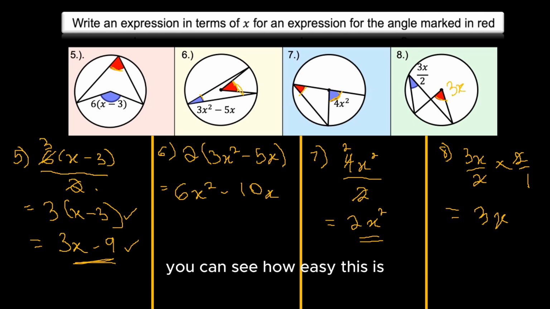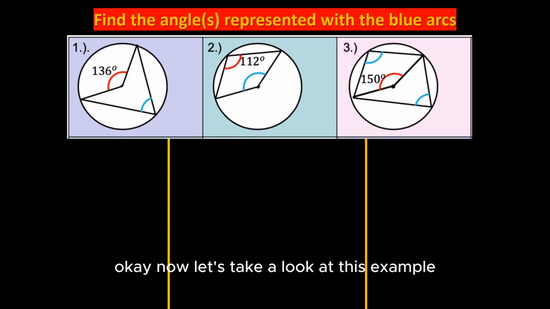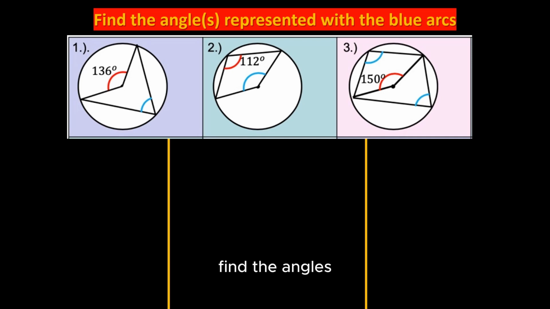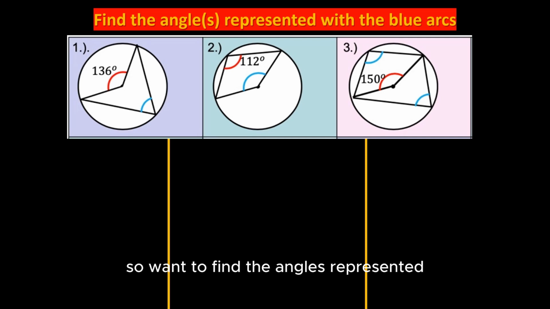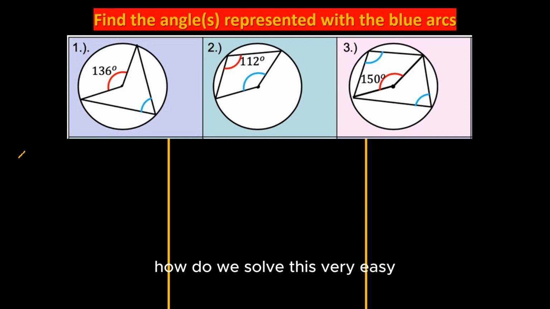You can see how easy this is. So we're going to be checking out more examples. Okay, now let's take a look at this example. Find the angles represented with the blue arc. So we want to find the angles represented with the blue arc. Here we want to work strictly with digits, with numbers. So number 1, how do we solve this?